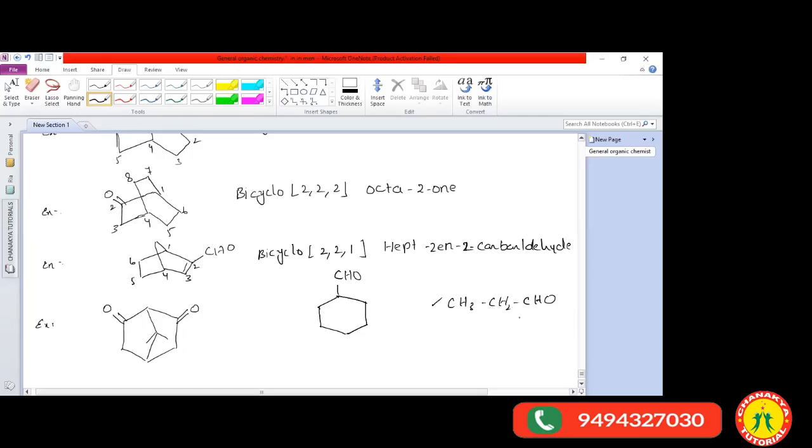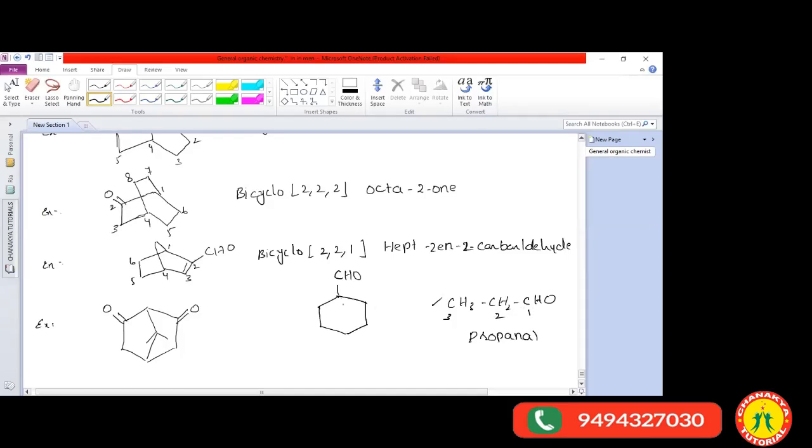Propanol. Very good. How are you telling that it is propanol? Because there are 3 carbon atoms in a straight line. Very good. Whatever you said, your answer is correct. Propanol. While calculating this, the carbon is also considered in the parent chain. Is it right? Yes, sir.